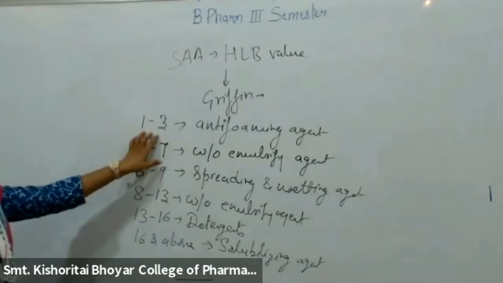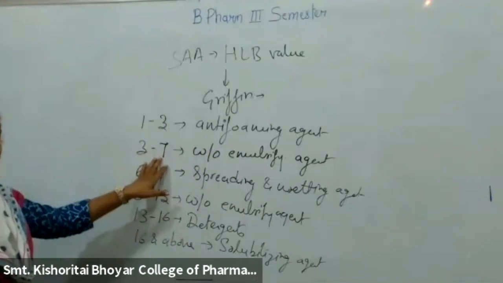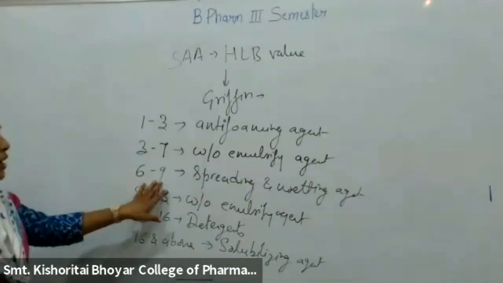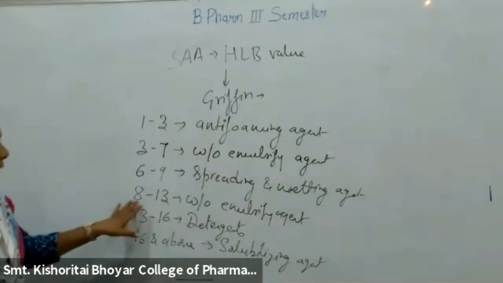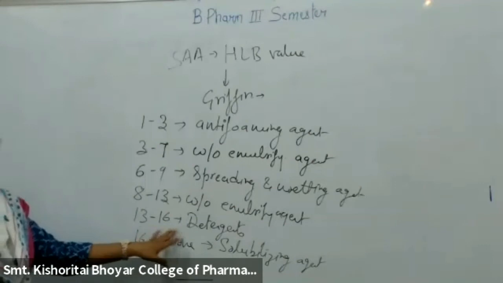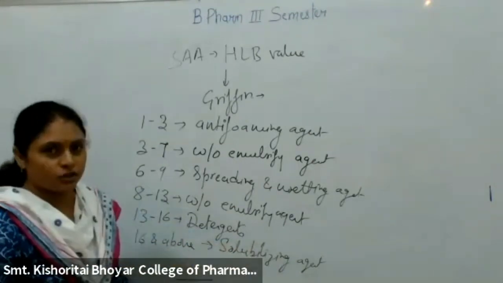If the HLB value is between 1 to 3, it will function as an anti-foaming agent. If it is between 3 to 7, it is a WO type of emulsifying agent. 6 to 9, wetting and spreading agent. 8 to 13, it is an OW emulsifying agent. 13 to 16, it is used as a detergent, and 16 and above, it is used as a solubilizing agent.